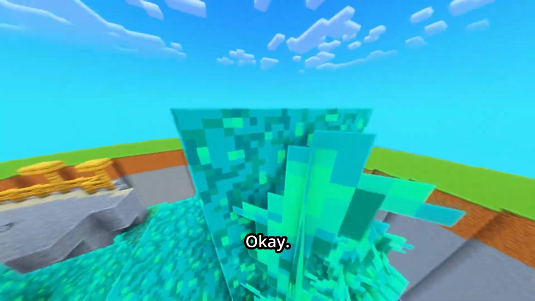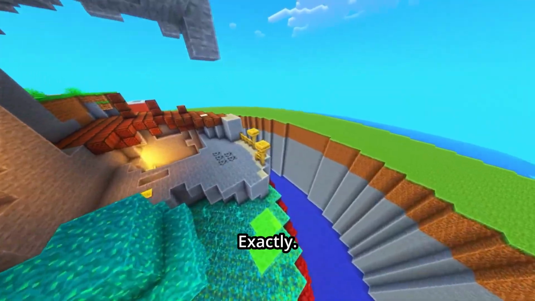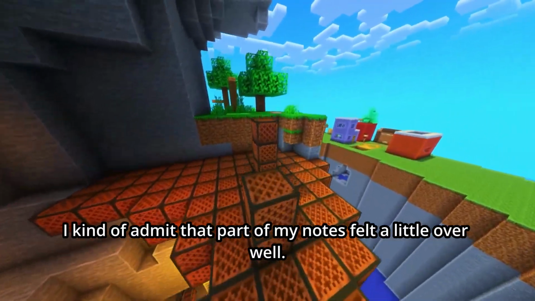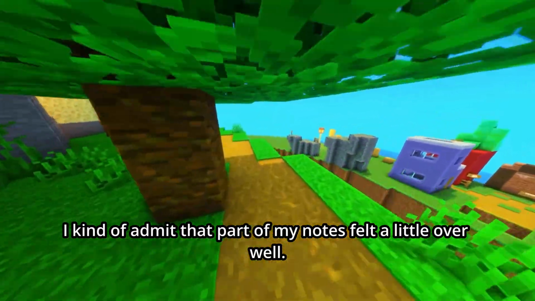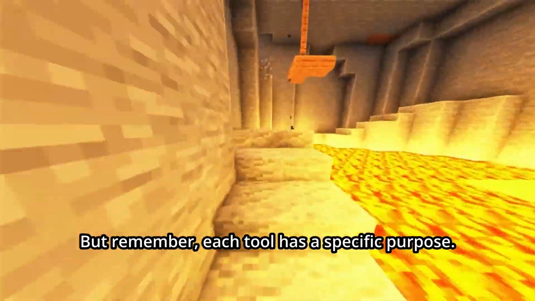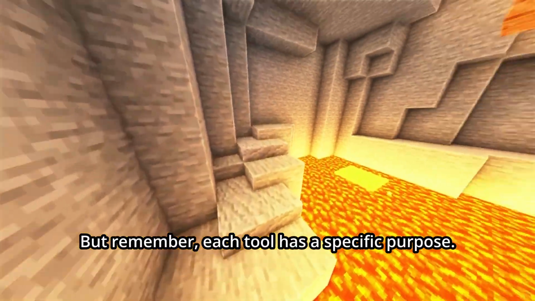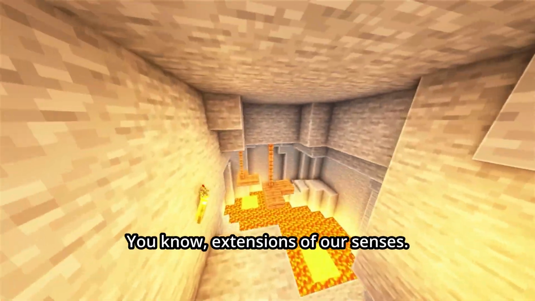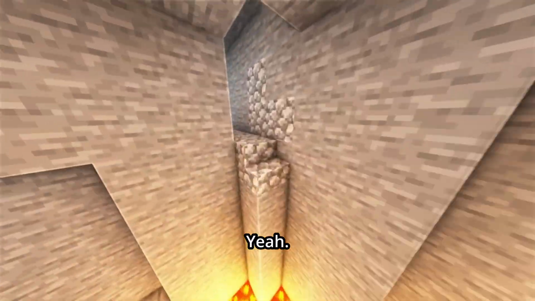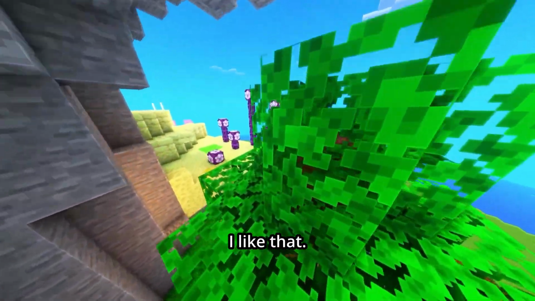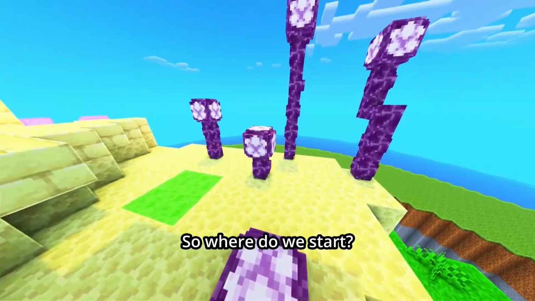Okay, so we're talking oscilloscopes and all those other gadgets. Exactly. All the tools of the trade. I gotta admit that part of my notes felt a little overwhelming. It's a lot to take in. But remember, each tool has a specific purpose. It's like they're extensions of our senses. Helping us see this invisible world of electricity. I like that. So where do we start?